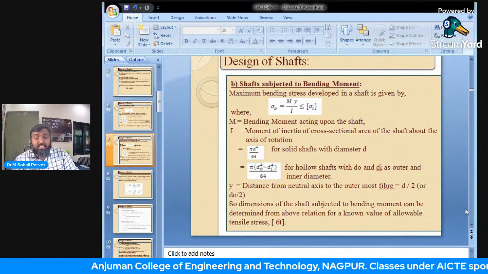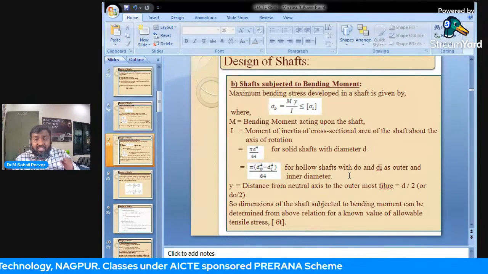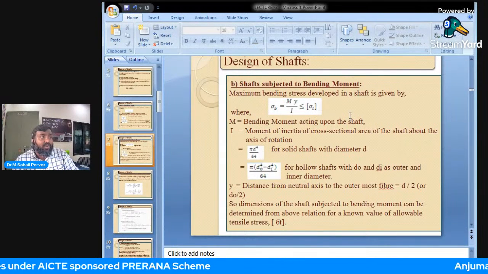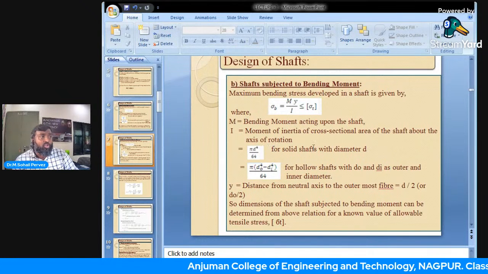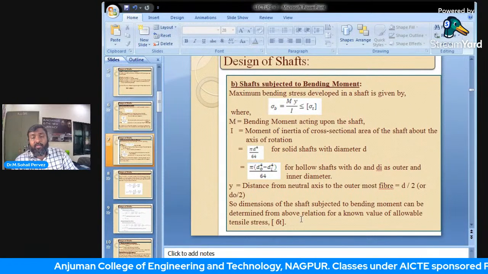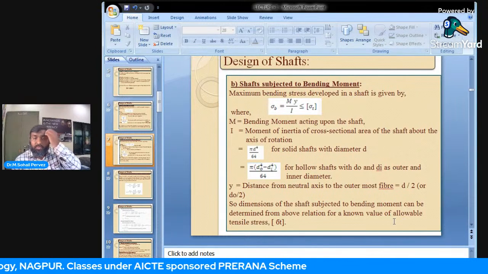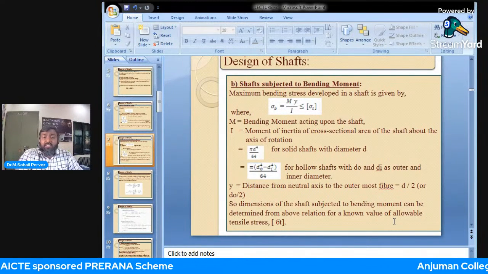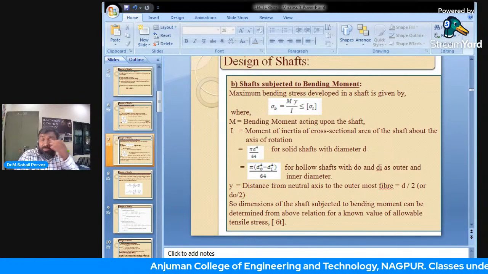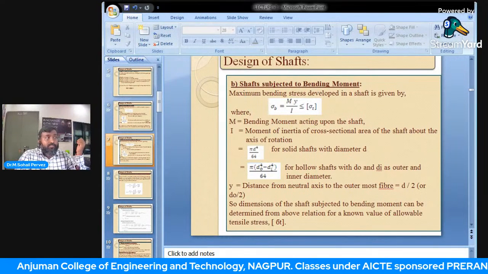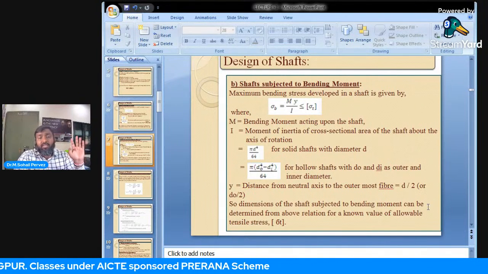With this equation, I can say that M by I is equal to sigma B by Y. With this equation, I can very well calculate the bending strength of the shaft, which should be less than the tensile or the bending strength of the material allowable. So again, this is for solid shaft and this is for hollow shaft. Where what is y? Y is the distance from the neutral axis of the outermost fiber, d by 2 or do by 2. Please mind it well. For solid shaft, it is d by 2. For a hollow shaft, it is do by 2. Because it is the distance of the outermost fiber from the neutral axis. So this is how the equation of shaft subjected to bending will be derived and will be used.